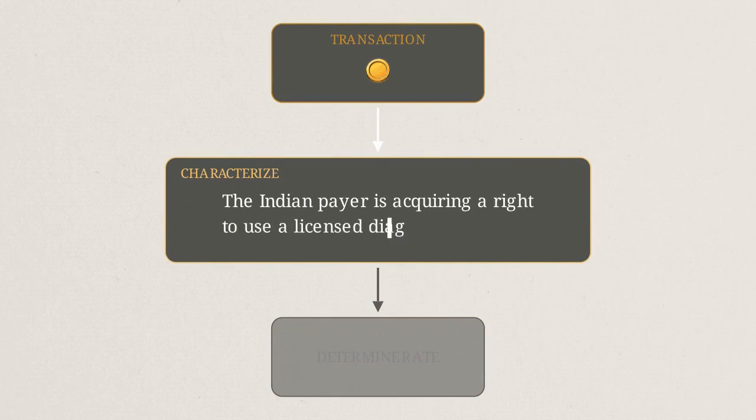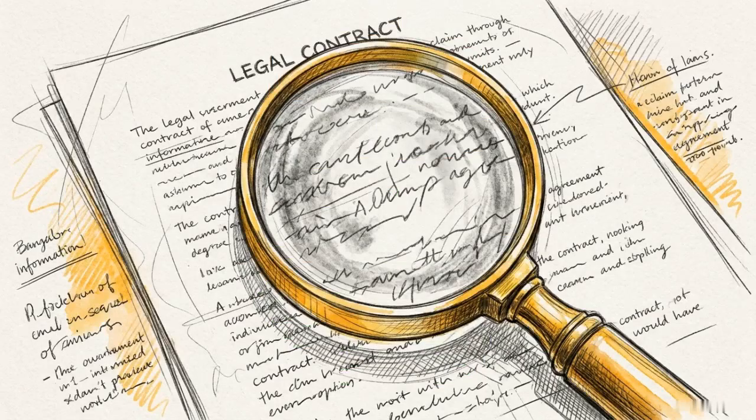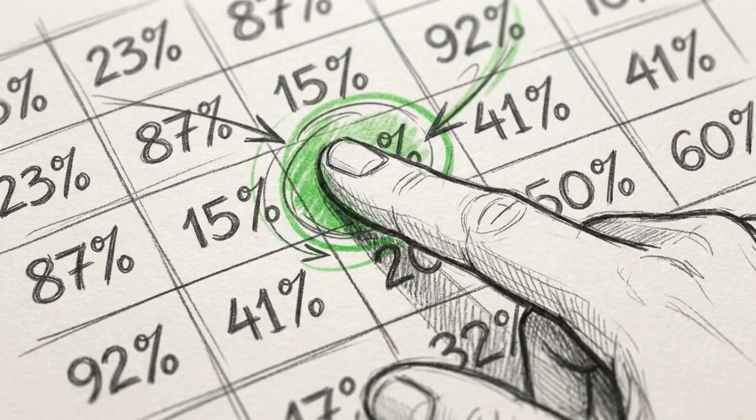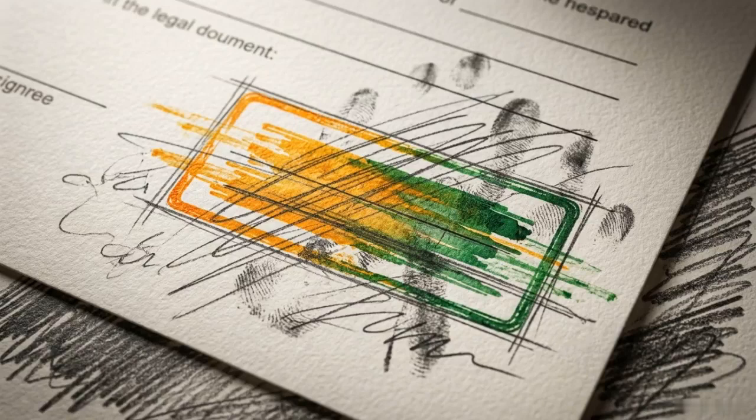If you cannot describe what the Indian payer is acquiring in one sentence, you operate blindly. Without that specific definition of the transaction, it is legally impossible to determine the character of the payment. If you cannot characterize the payment, the withholding rate you choose is a guess. The rate is the absolute final output of the entire analysis. Prematurely calculating tax percentages accelerates the speed at which you commit a compliance error.